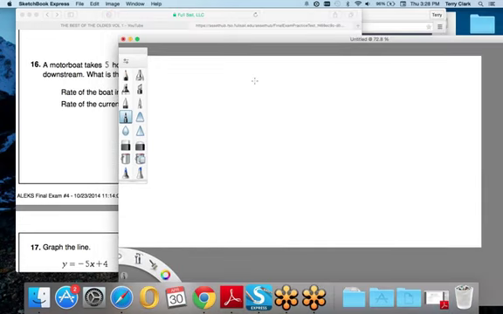Okay, so we got a DTR problem where we've got the rate of the boat. I'm going to say the rate of the boat is going to equal X. And the rate of the current is going to equal Y.